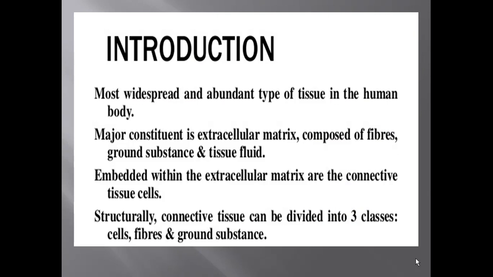Overview of connective tissue. It's the most abundant, widespread tissue in the whole body of a human. The major constituent is the extracellular matrix, composed of fibers, ground substance, and tissue fluid. Structurally, connective tissue is divided into three classes: cells, fibers, and ground substance.